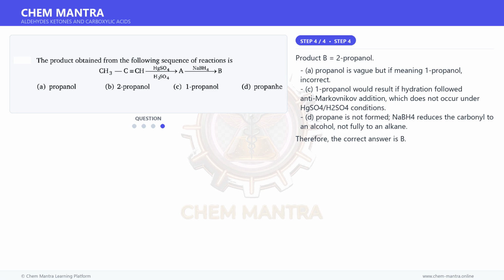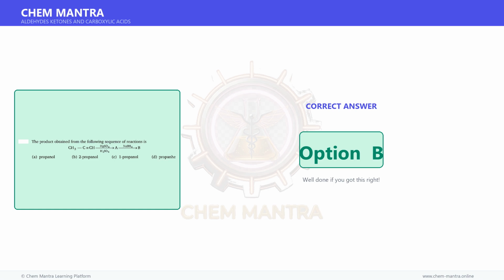A. Propanol is vague, but if meaning 1-propanol, incorrect. C. 1-propanol would result if hydration followed anti-Markovnikov addition, which does not occur under HgSO4/H2SO4 conditions. D. Propane is not formed. NaBH4 reduces the carbonyl to an alcohol, not fully to an alkane. Therefore, the correct answer is B. Therefore, the correct answer is option B.